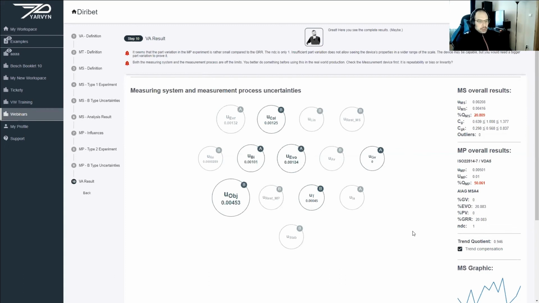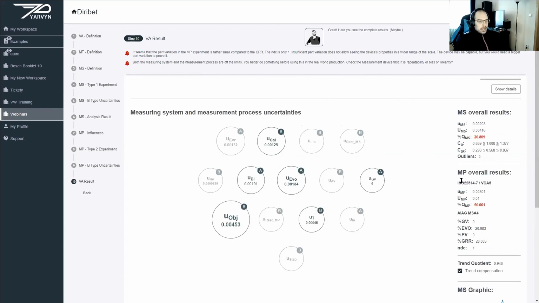And you have the results. The results are divided into measurement system and measurement process, and measurement process is divided into ISO or VDA or MSA 4.